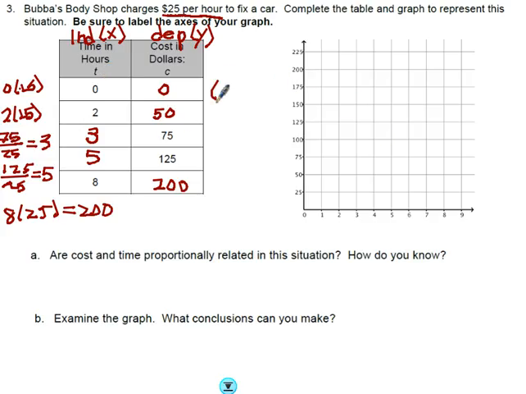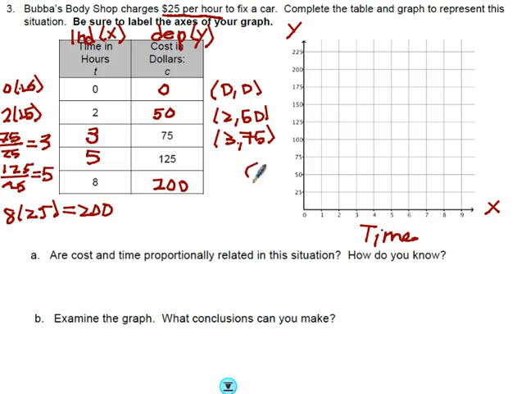Let's graph them. You can do that in your notes as well. You don't have to, but I'm just going to write these to make it easier for a lot of people. Now, when you're graphing, you always want to label the axes. Horizontal line is the x-axis, vertical line is the y-axis. And since we said the independent variable is the time, we're going to put time on the x-axis. We're going to label it. And the y-axis is the cost.